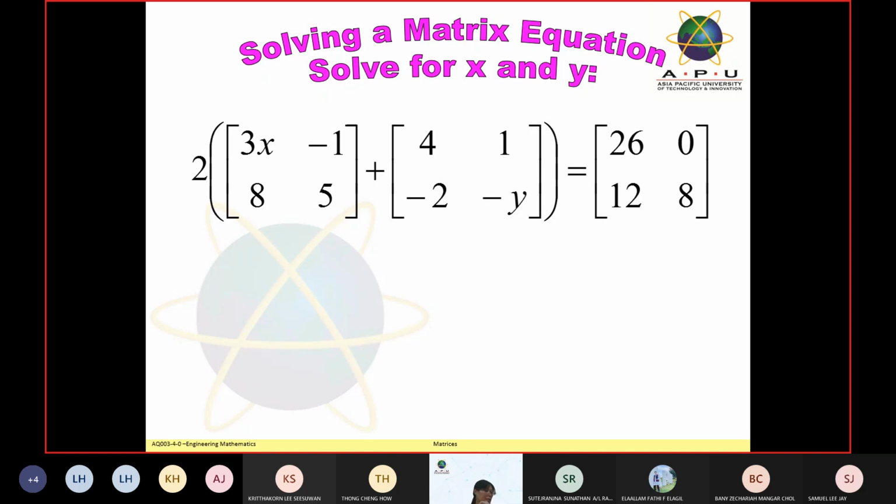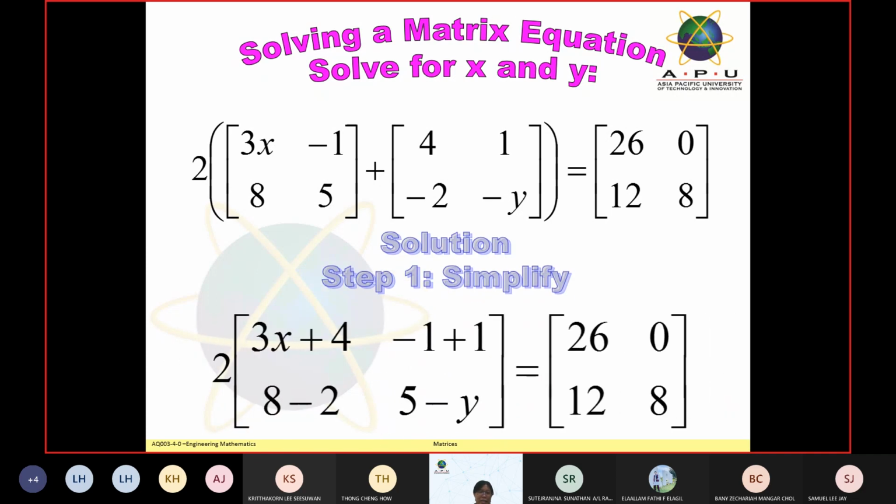Okay, Samuel got x equals 3, y equals 1. How about others? Okay, Junho also got the same answer. Cheng Hao also got the same answer, so it should be the correct answer. But okay, let's have a look at how we actually solve it.